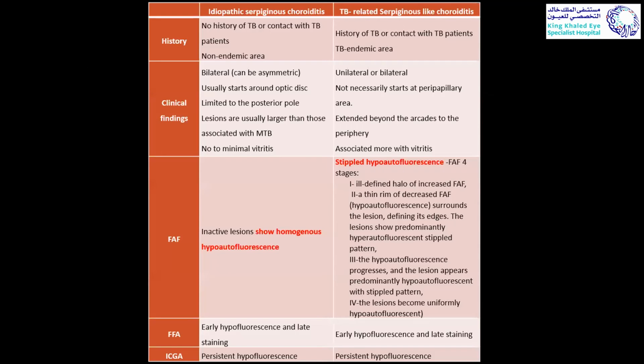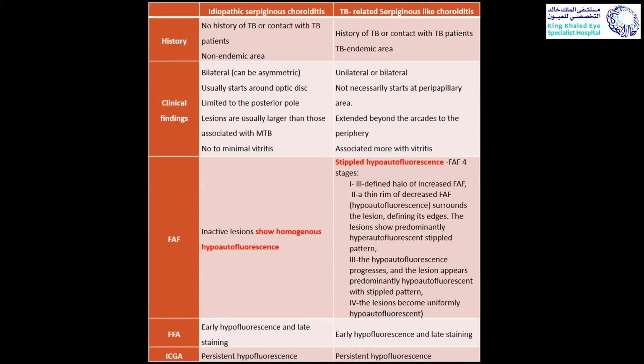Because we do have a lot of serpiginous-like choroiditis, I made this table, also during my fellowship, to summarize the differences between the idiopathic serpiginous choroiditis and TB-related serpiginous choroiditis. First of all, we usually see serpiginous-like choroiditis in areas endemic with TB, like in our region, and those lesions do not necessarily start peripapillary as we see in idiopathic. Those lesions tend to extend beyond the arcade to the periphery, and those patients usually have a significant amount of vitritis, not like what we see in the idiopathic one.